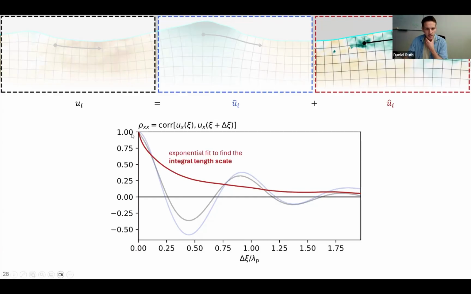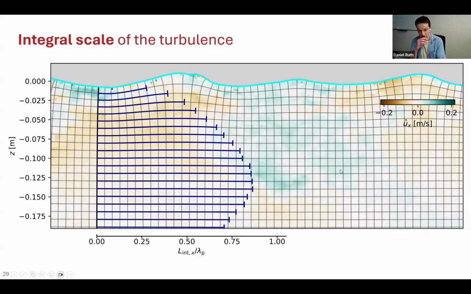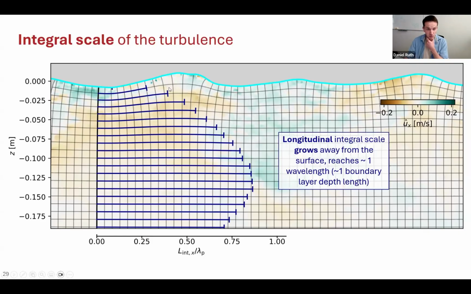So what we can do with this is an exponential fit to this autocorrelation, and this is going to give us an integral length scale for this depth. So I'm showing that on this snapshot here, where the background is showing us the instantaneous horizontal velocity. And you can see by eye that near the surface, the spatial scale of the coherent velocity structures is smaller than it is farther away from the surface. And this is reflected in the fact that the integral scale is growing the farther you get from the surface, and it's approaching, in this case at least, about 1 wavelength.